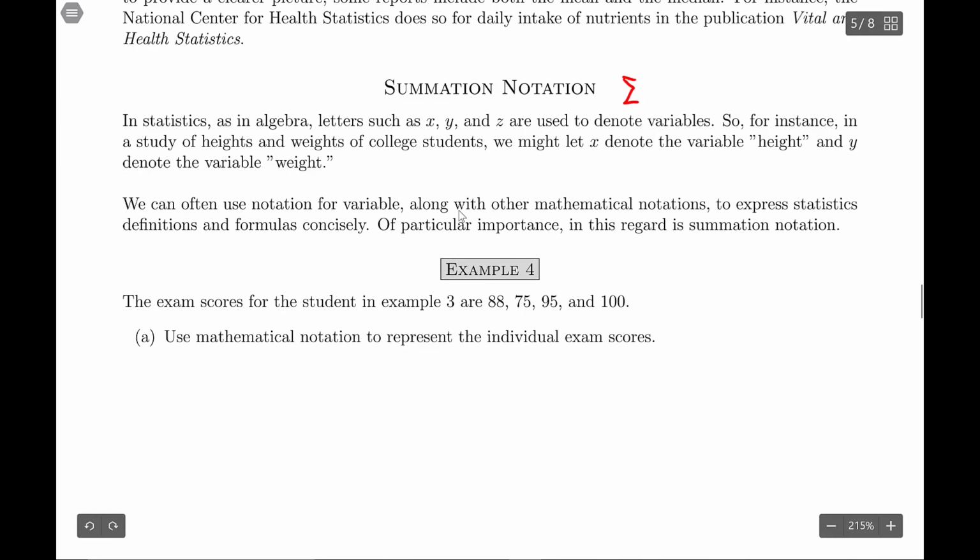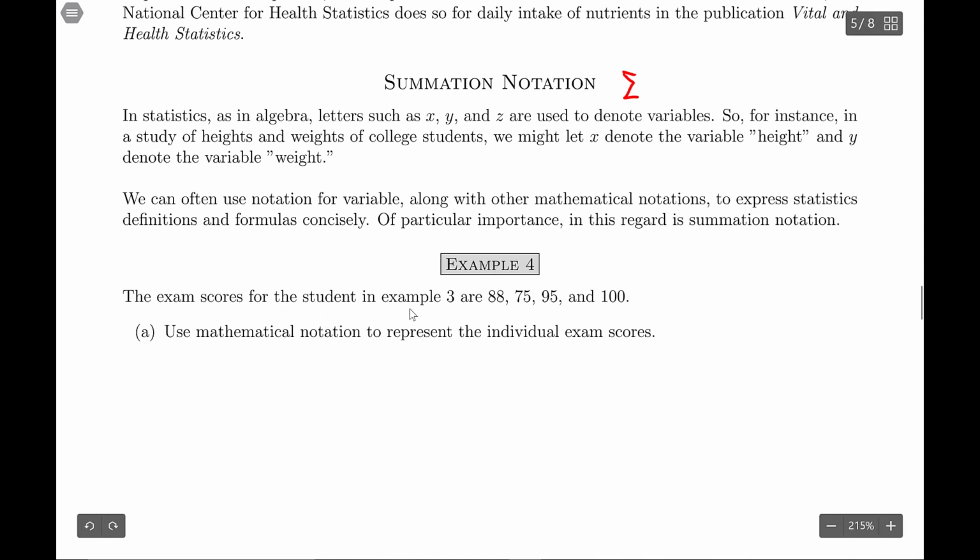with the exam scores, and we have that the exam scores for the student in example 3 are 88, 75, 95, and 100. For part A, it says use mathematical notation to represent the individual exam scores. So I'm going to use a notation called X sub i, and that i is my index. So if I looked at X sub 1, that's the first score in the set, which is 88.